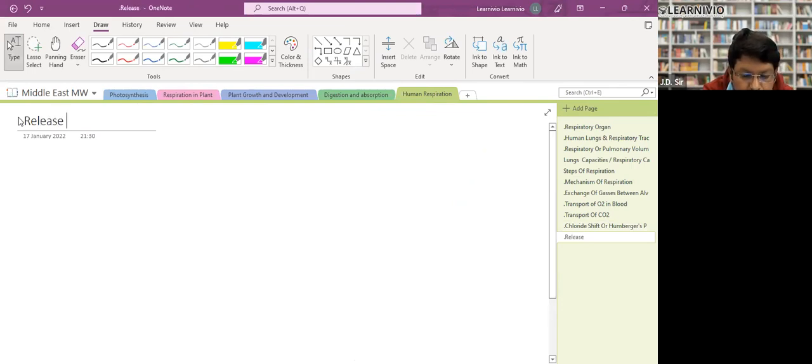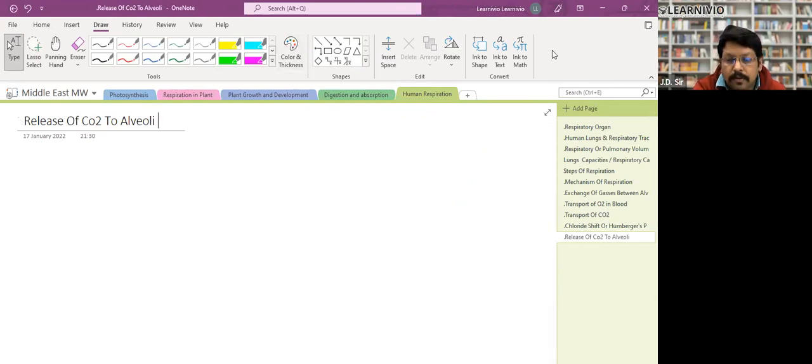Release of CO2. Now, again, first I would like to explain the same thing with the help of a schematic.